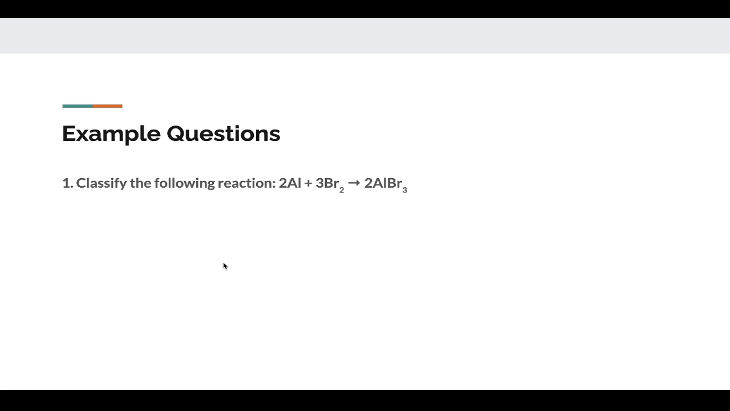So, example questions. We need to classify the following reactions. We have 2Al, which is aluminum, plus 3Br2, which is bromine, which yields 2AlBr3, aluminum bromide. For this problem, it would be synthesis, because we can see that it's element A plus element B, which yields AB.